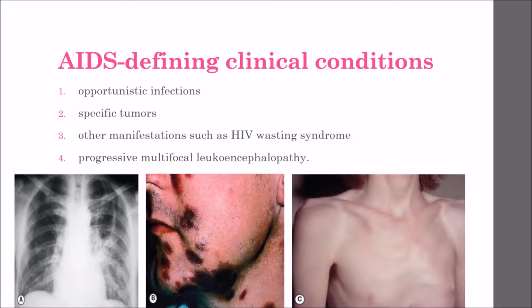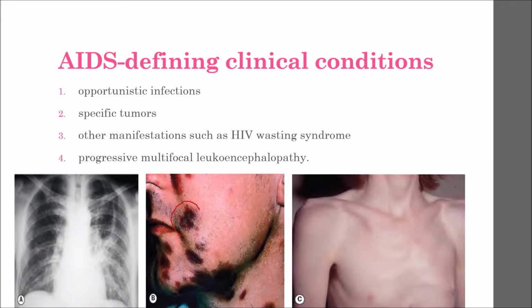First one is the opportunistic infections. So, there are certain infections which are usually not found in immunocompetent individuals, such as respiratory or esophageal candidiasis. For one, pneumocystis jirovecii pneumonia, very typical in AIDS patients. Cryptosporidiasis and cytomegalovirus retinitis. Then there are specific tumors such as Kaposi sarcoma, which is very specific to AIDS patients.